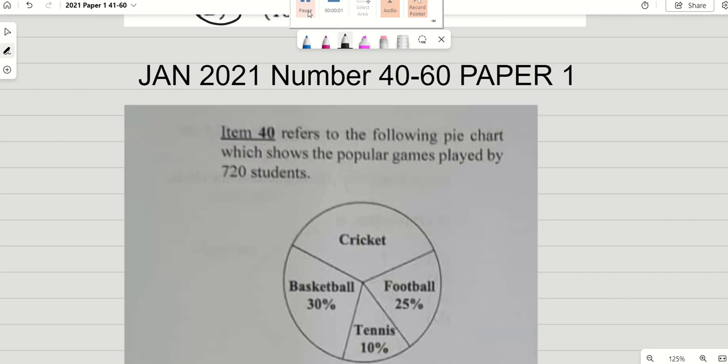Hi, good day everyone. So today we'll be doing January 2021, numbers 40 to 60, paper 1. Let's look at this question.